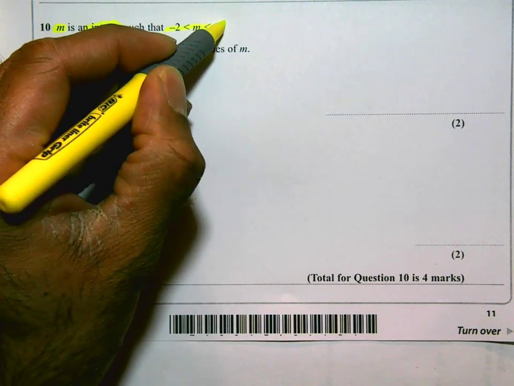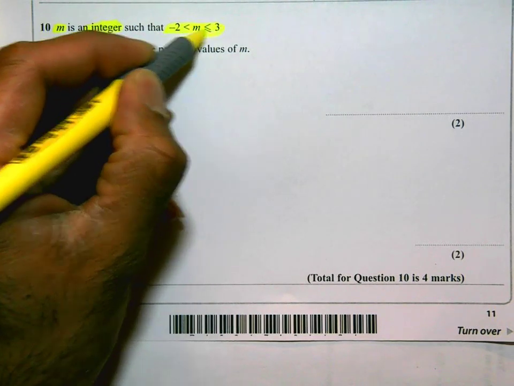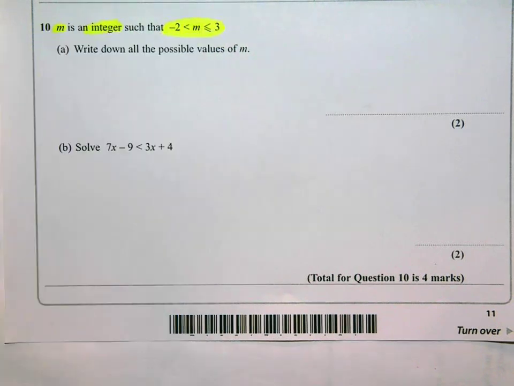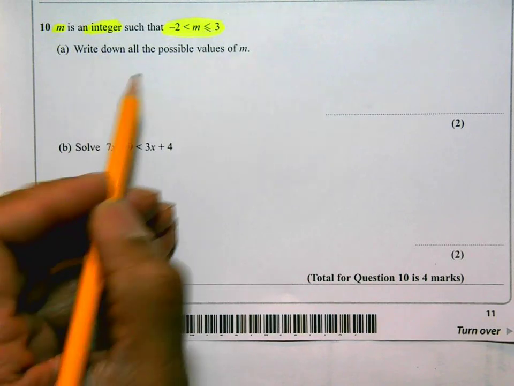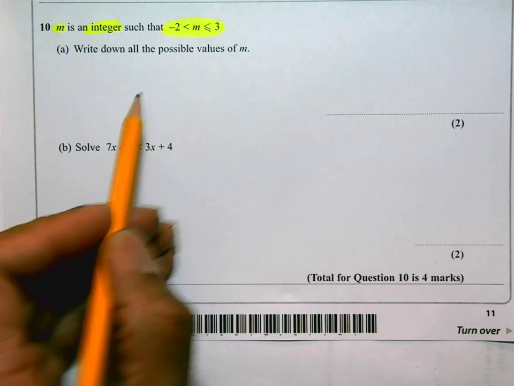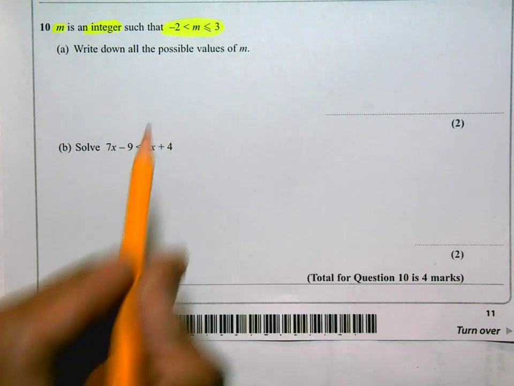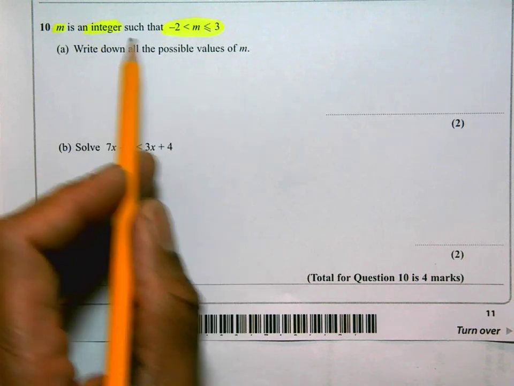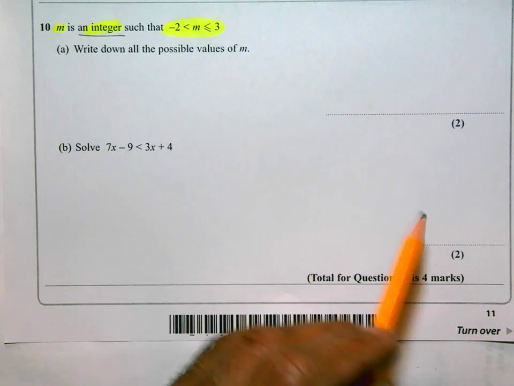So they've given us this inequality here, and this may well look strange to you. But I can guarantee you that this is a very, very straightforward question. Part A says write down all the possible values of m. So they want us to write down all the possible numbers that m could be. But remember, m is an integer, a whole number.